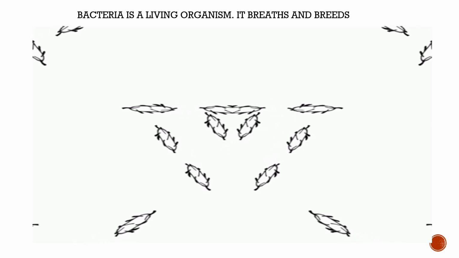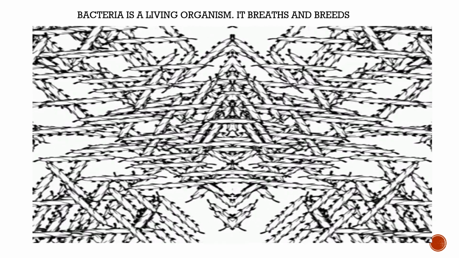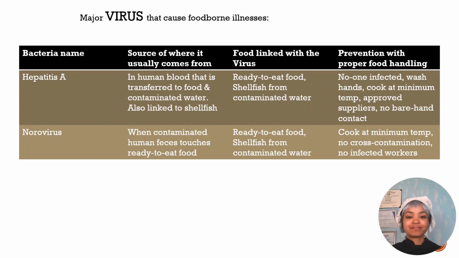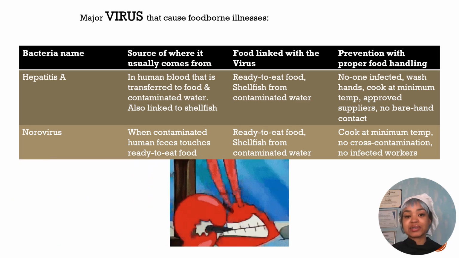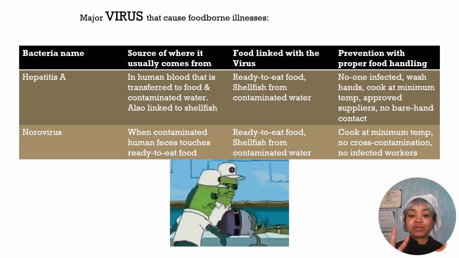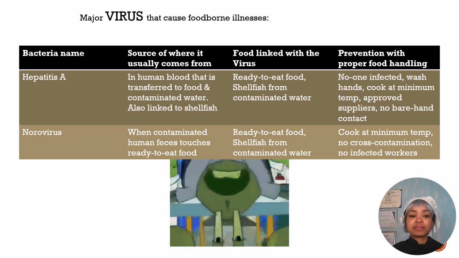Bacteria is a living organism. It breathes and breathes. Next, we have major viruses that cause foodborne illnesses. These are in two categories: hepatitis A and norovirus.